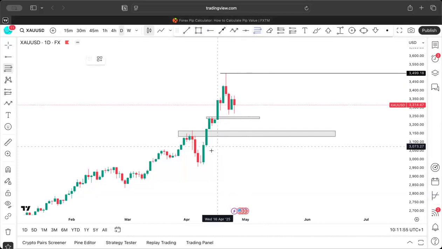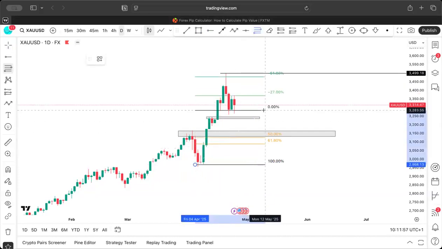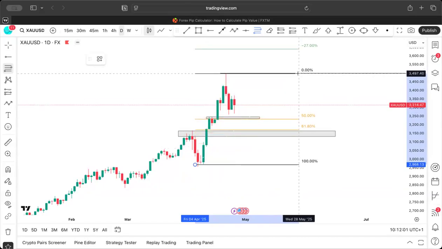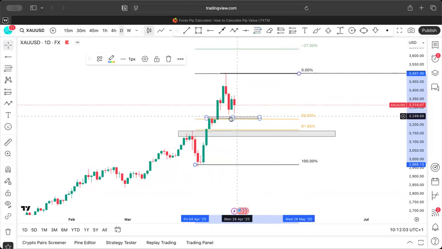Let's see Fibonacci. I only use Fibonacci when I want to extend my take profit. I really don't rely on the Fibonacci too. So as you can see, we have Fibonacci 50% retracement here, and also the 61.80% around here. So these are the two levels I would want to be waiting to take buy from.